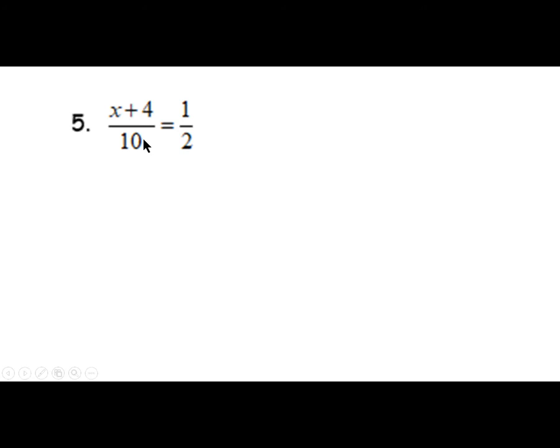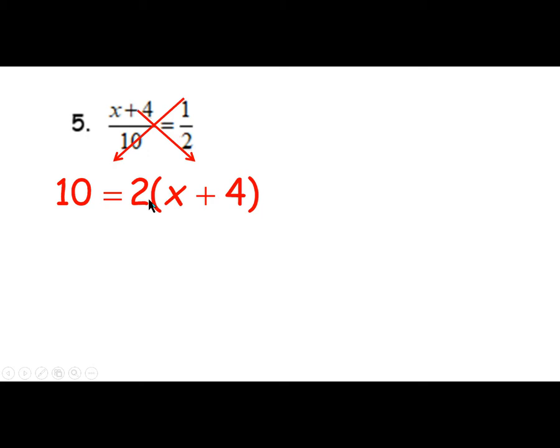So let's say we have this problem. x plus 4 over 10 is equal to 1 over 2. We still cross-multiply. We're going to do 1 times 10. That's easy. That's 10. When we do x plus 4 times 2, it's going to look like this at first, x plus 4 times 2, and this should look familiar from Algebra 1. All you have to do is distribute the 2.